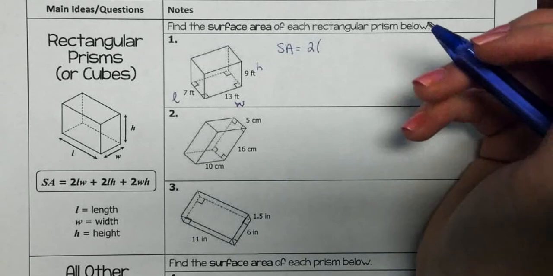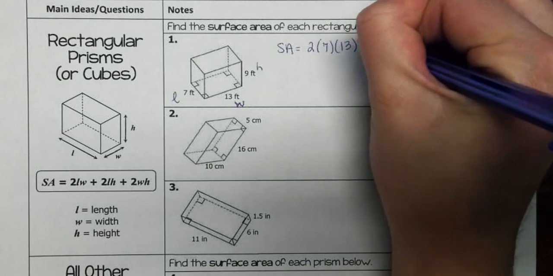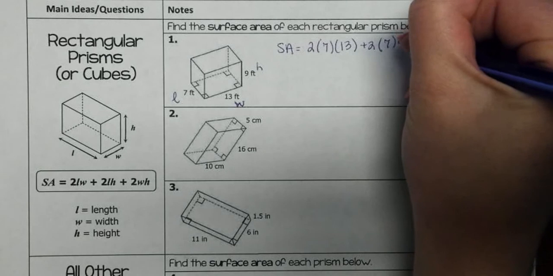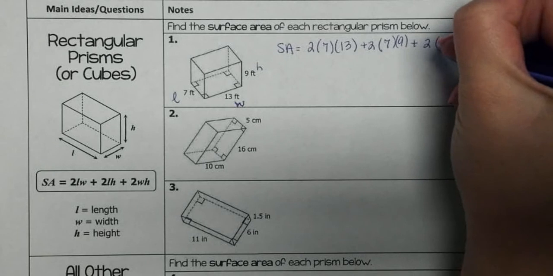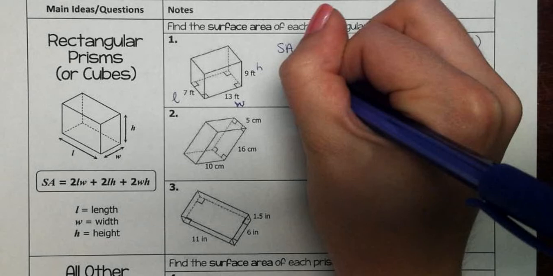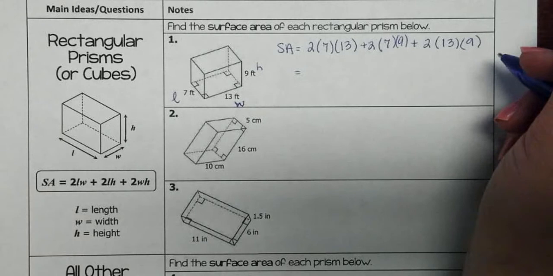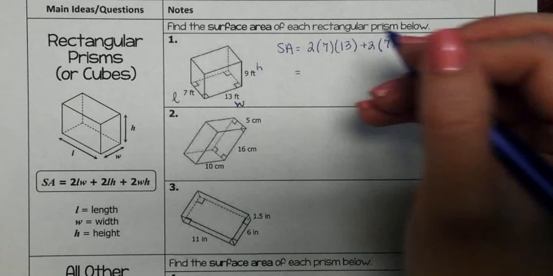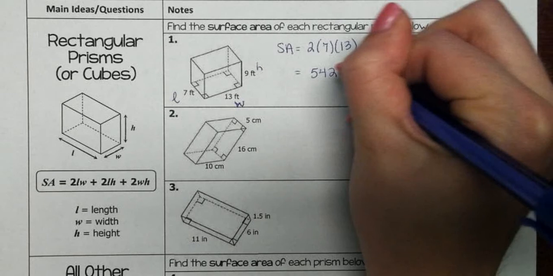So 2 length times width would be 2 times 7 times 13, plus 2 length times height would be 2 times 7 times 9, plus 2 times width times height would be 2 times 13 times 9. Just plugging it in. So if you multiply all of that, type it all into your calculator, you are going to end up with 542 feet squared. It is area, so it is squared.